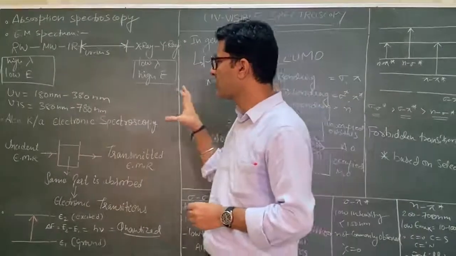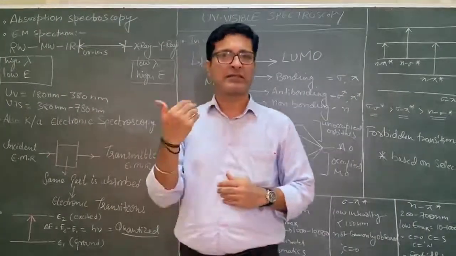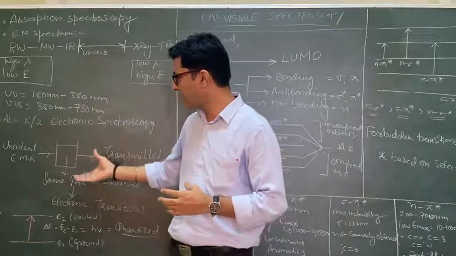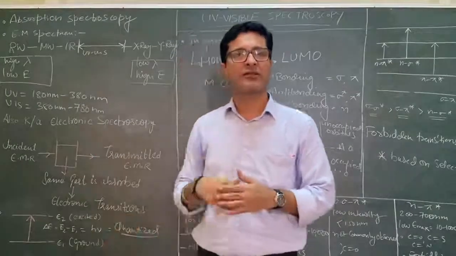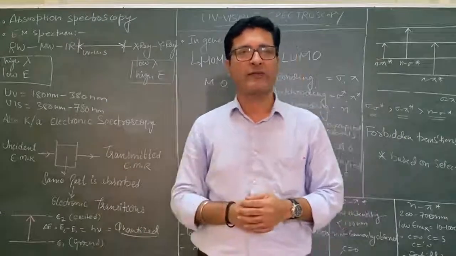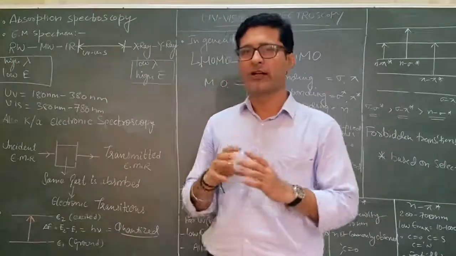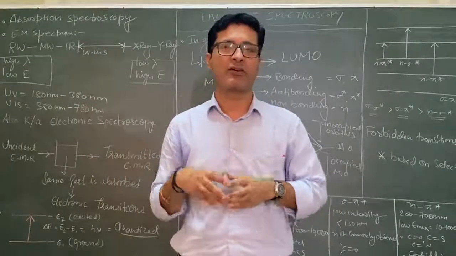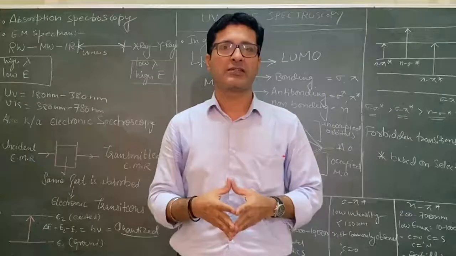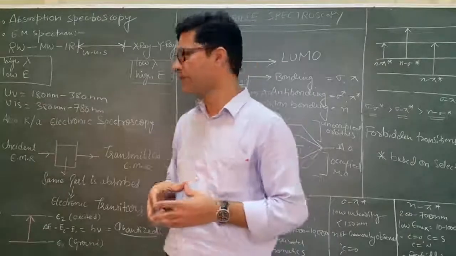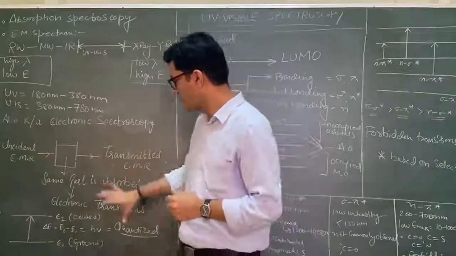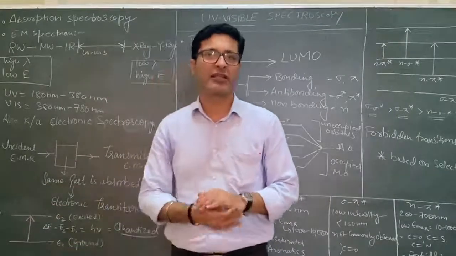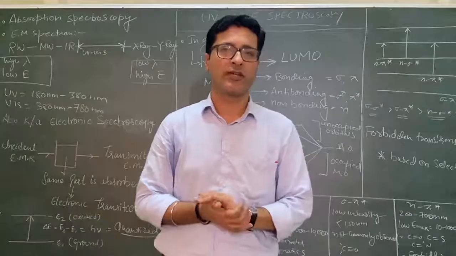Now when this UV or visible light is incident upon the sample, some part of the light gets absorbed and the remaining part is transmitted and reaches the detector. The absorbed amount of light causes the excitation or transition of valence shell electrons, and we can see here that the excitation generally takes place from the ground state to the excited state.